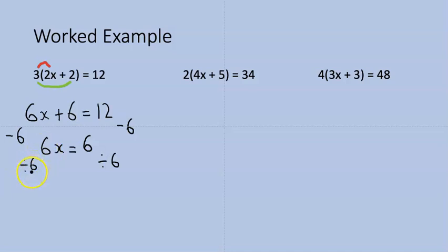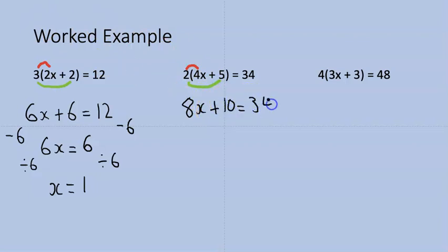6 divided by 6 is 1. So 6x divided by 6 is x. And 6 divided by 6 again is 1. So x is 1. I follow the same process. 2 times 4x. That gives me 8x. And then I do 2 times 5, which gives me 10.